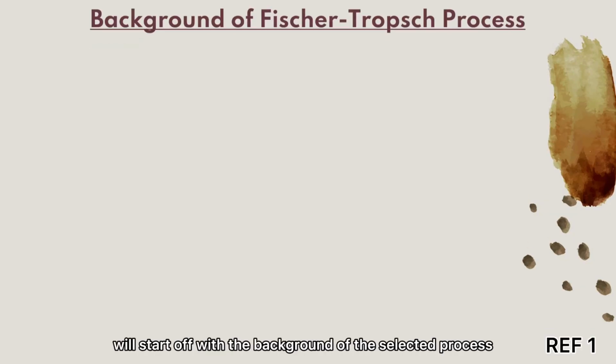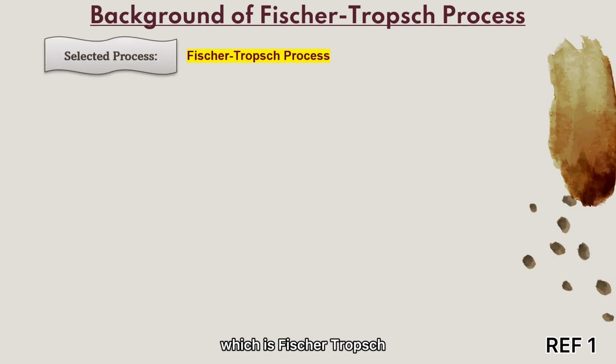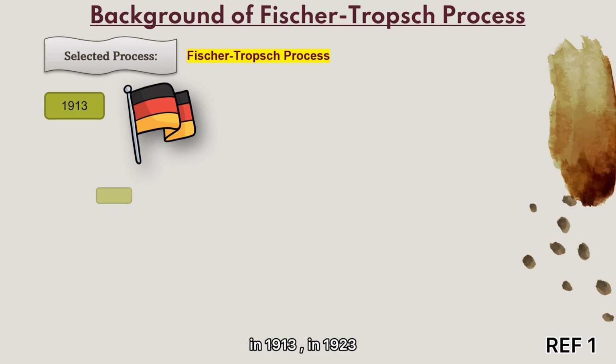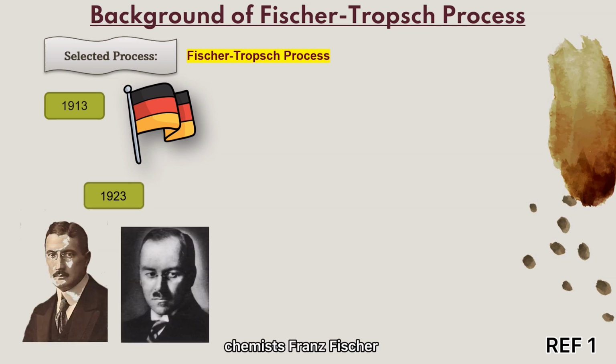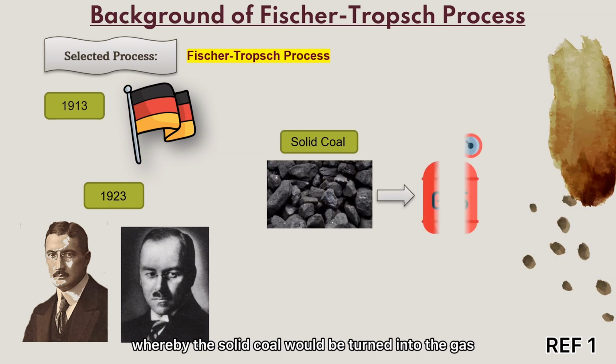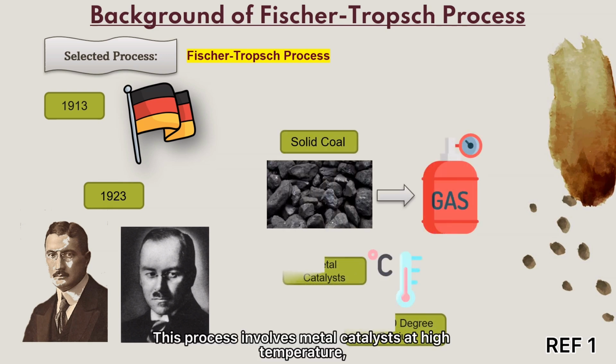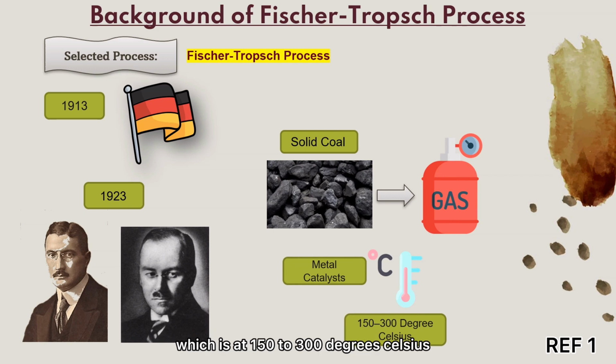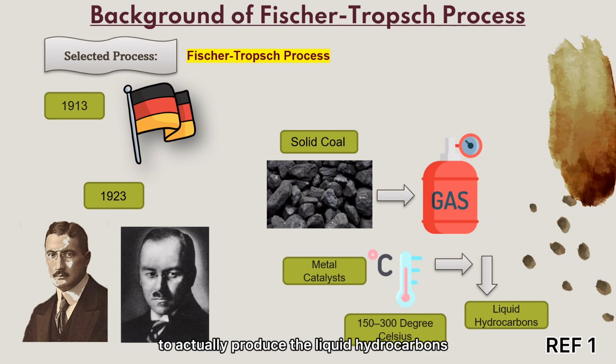We start off with the background of the selected process to produce synthetic kerosene, which is Fischer-Tropsch. It was a process originally developed in Germany in 1913. In 1923, chemists Franz Fischer and Hans Tropsch wanted to test an indirect pathway to liquefy coal, whereby the solid coal will be turned into gas. This process involves a metal catalyst at high temperature, which is at 150 to 300 degrees Celsius, and undergoes various chemical reactions to produce liquid hydrocarbons.